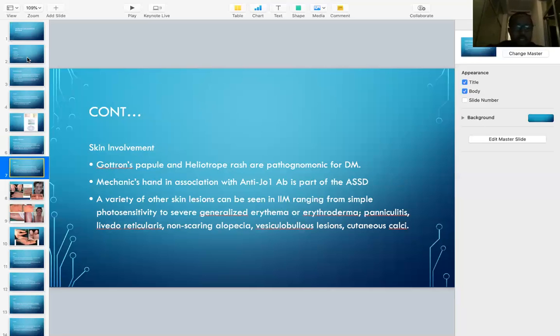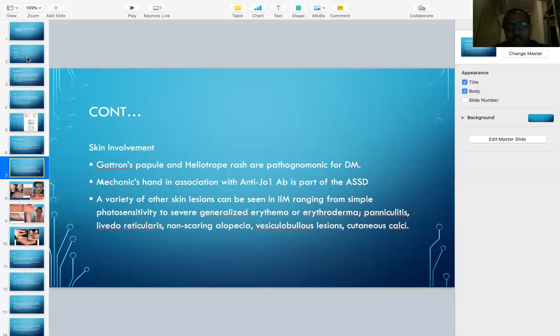Coming to the skin involvement, Gottron's papules and heliotrope rash are pathognomonic for dermatomyositis. Gottron's papules are pinkish to violaceous lesions on the knuckles of the hand, and the PIP joints as well can be involved. In addition, you may find them on the elbows and the knees as well. And they are very pathognomonic for dermatomyositis.